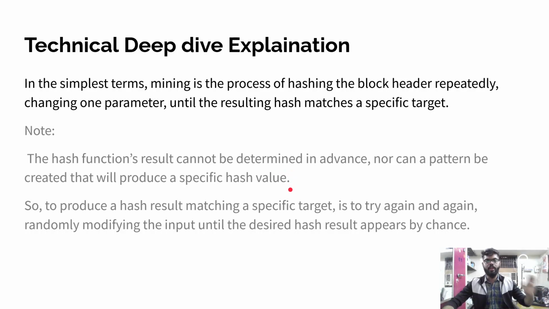We cannot predict what the output is going to be of the hash value. This is one of the best properties of the hash value, which gives the blockchain its proof of work property. If you see this, we will be changing the nonce value again and again, trying to achieve the resultant hash value, the desired hash value.